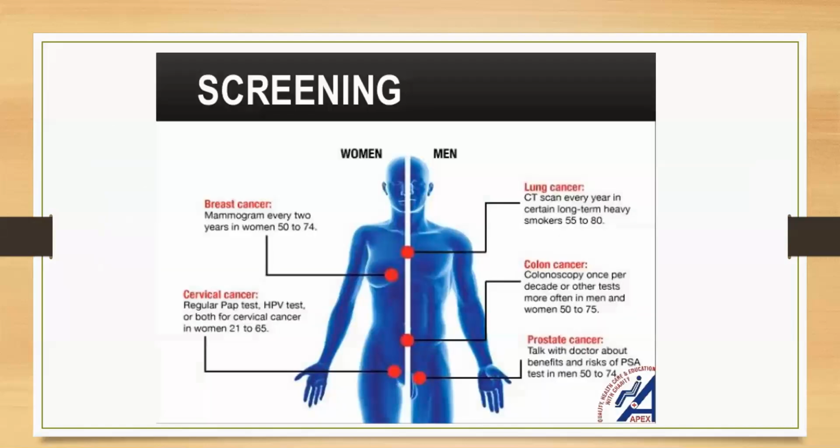Next one. So this shows what screening should be done and when. For breast cancer, a mammogram every 2 years should be done in women between 50 and 75 years. For cervical cancer, a regular Pap test, HPV test, or both can be done from the age of 21 till 65. This is in women. And in men, for lung cancer, a CT scan every year if the person is a long-term heavy chain smoker between 55 and 80 years of age.